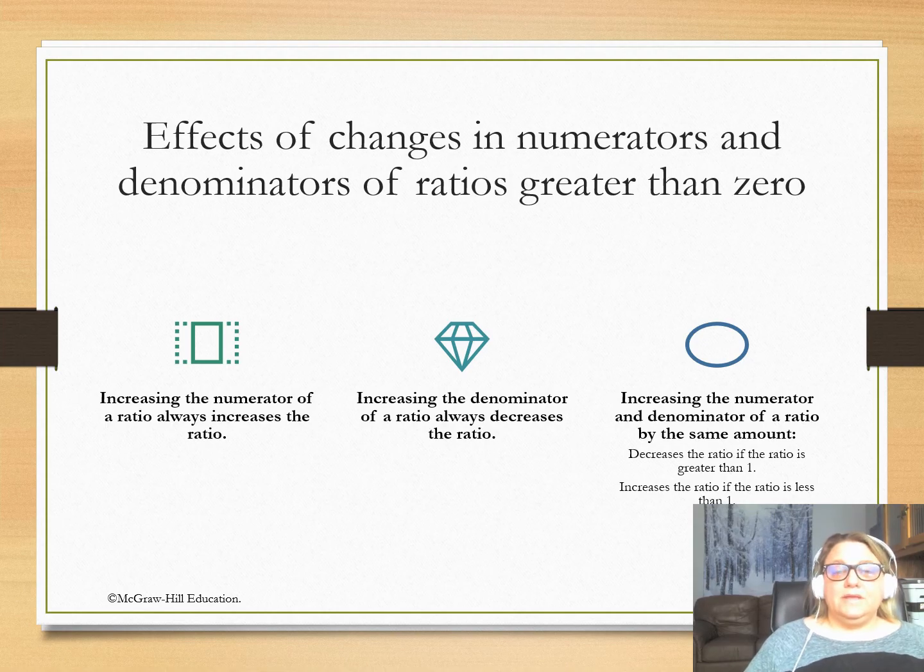So here are the numerators and denominators of ratios greater than 0. Increasing the numerator, whatever you've decided for your numerator, always increases the ratio. Increasing the denominator always decreases the ratio. If you do them at the same time, it decreases the ratio if the ratio is greater than 1, and increases it if it's less than 1. So what do you need to know out of this? Changes to amounts, numerator or denominator, affect ratios.